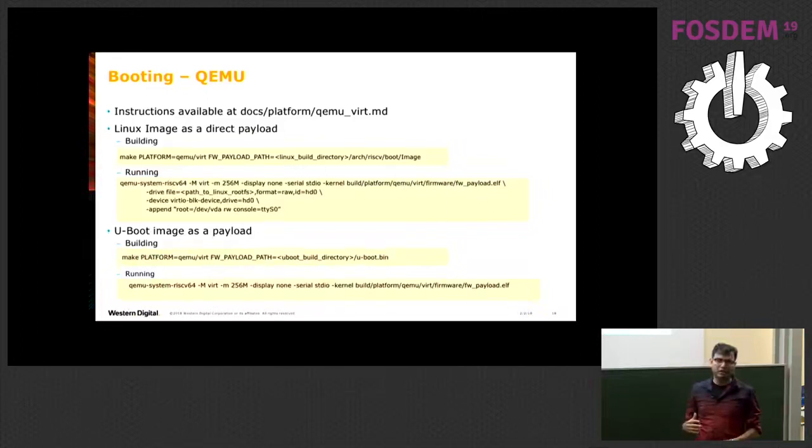If you are using U-Boot to load it, same thing: make PLATFORM=qemu/virt, then you give the payload path as the U-Boot binary, uboot.bin, and then to run it, you just run QEMU here. Notice that there is no rootfs required because we are using U-Boot. So it will boot into U-Boot, and then you follow the standard U-Boot model to load your kernel image.